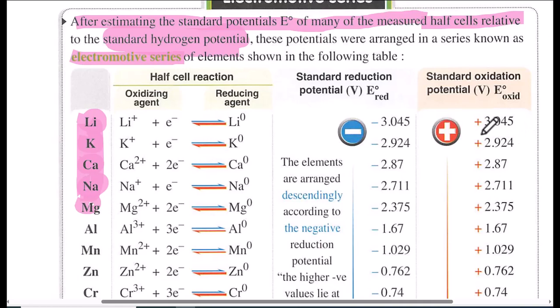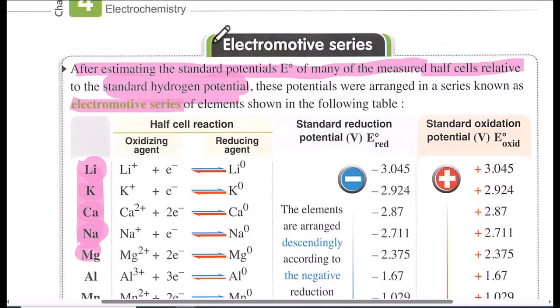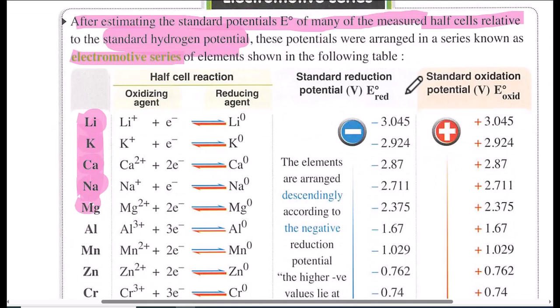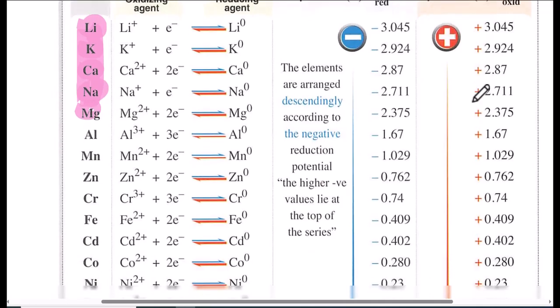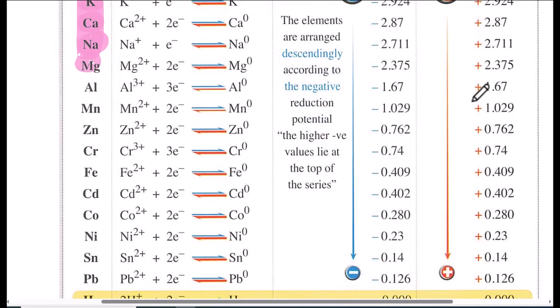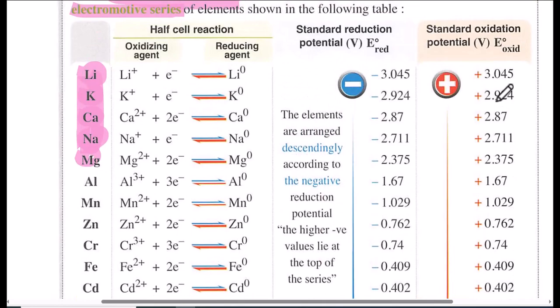So we can make a definition of the electromotive series: this is the arrangement of elements descendingly according to their oxidation potential. The oxidation potential of the highest element is positive or high, and it decreases descendingly with the elements in the electromotive series. So the lower elements have less oxidation potential than the higher.